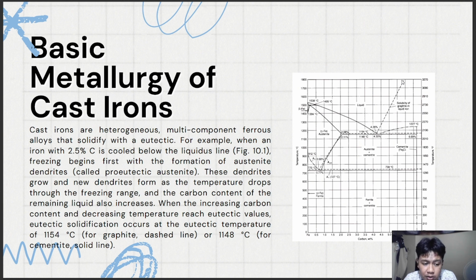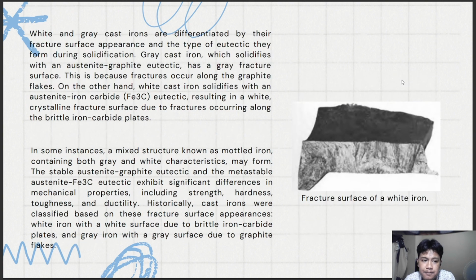When the increasing carbon content and decreasing temperature reach eutectic values, eutectic solidification occurs at the eutectic temperature of 1154 degrees Celsius for the graphite dashed line and 1148 for the cementite solid line.